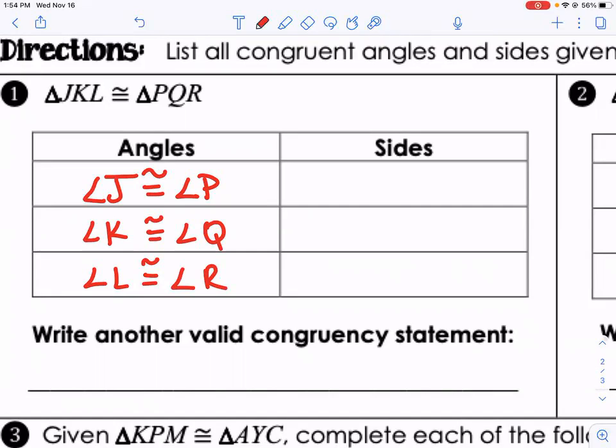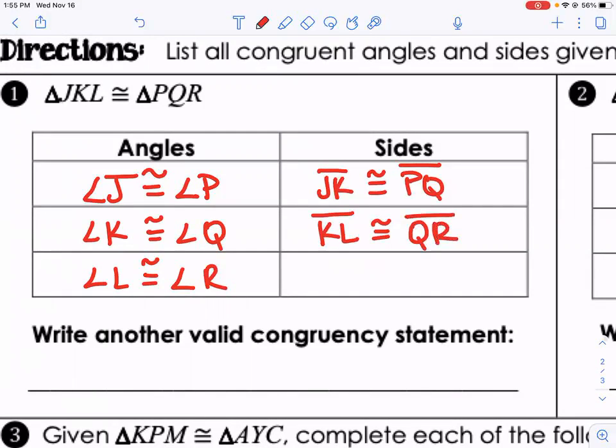Hey, we don't even need a picture to know this. This is great. So side JK would correspond with side PQ. Side KL would correspond with side QR. LJ would be congruent to what? RP.